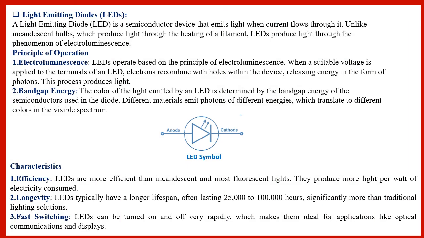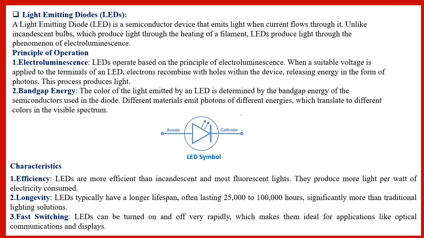The next application of the diode is light emitting diodes. A light emitting diode is basically a semiconductor device that emits light when current flows through it. Unlike incandescent bulbs, which produce light through the heating of a filament, an LED produces light through the phenomenon of electroluminescence. So how does it basically work?